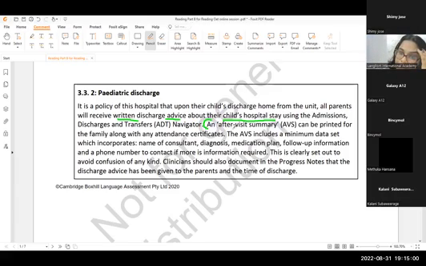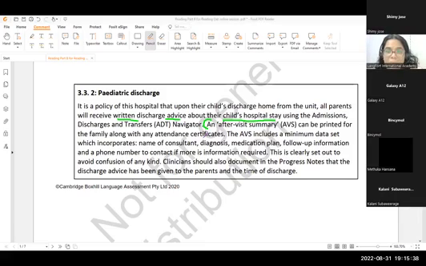And after visit summary can be printed for the family along with any attendance certificates. So what they can do, they can give a printed copy of the after visit summary for the family along with something called attendance certificates. Yes, continue, Priya. The AVS includes a minimum data set which incorporates name of consultant, follow-up information and a phone number to contact for more information. Yes, correct.